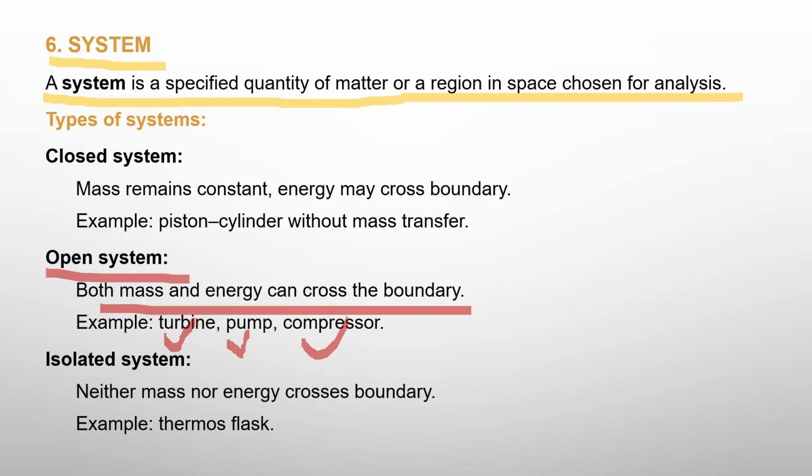And the third is an isolated system, where neither mass nor energy can cross the system boundary. The universe is an example of an isolated system, or you can say a thermos flask, in which we have to specify that we assume insulation is perfect. When insulation is perfect, in that case this thermos flask also acts as an isolated system.